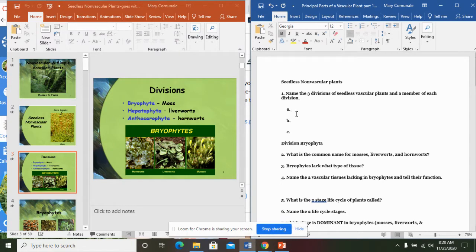The first one is the bryophyta, and an example of that would be the moss. Then we have the hepatophyta, and that's going to be the liverworts. And then the last one here, which is our hornworts, Anthocerophyta.